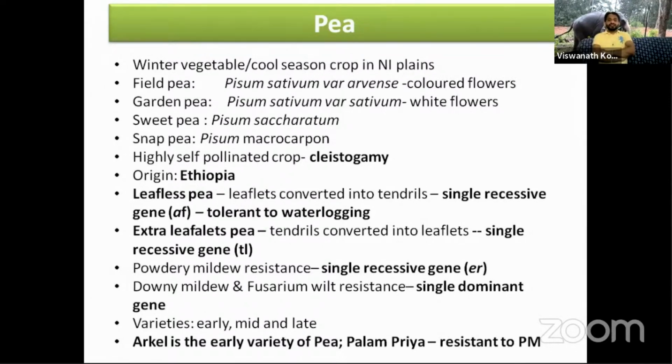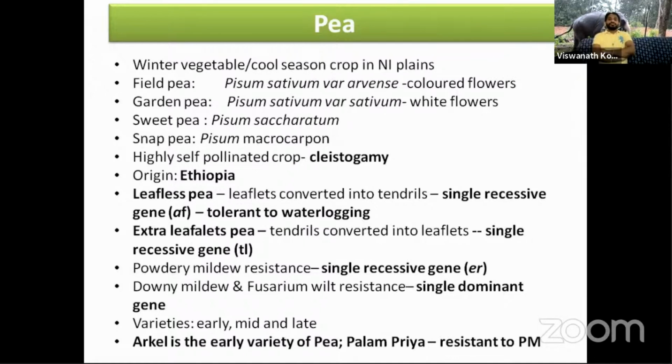Now the extra leaflets pea, or tendrilless pea. What happens in extra leaflets pea? The tendrils are converted into leaflets. So there are no tendrils in extra leaflet pea, and in leafless pea there are no leaves. Both are governed by single recessive genes: af for leafless pea and tl for extra leaflet pea.